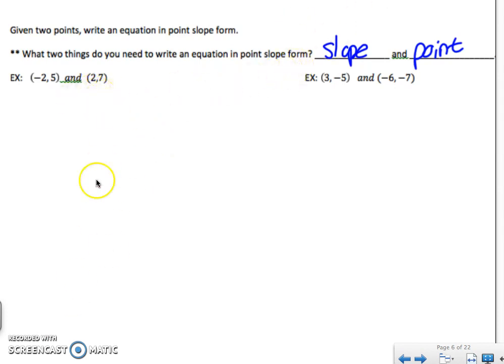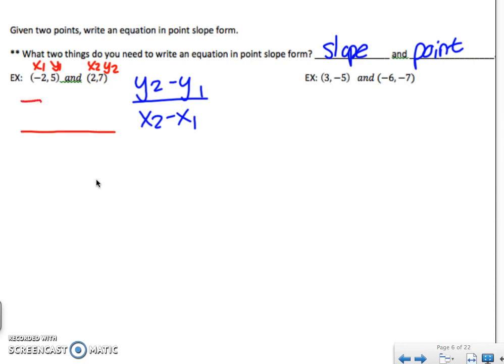And so the slope from 2 points, you guys know how to find. It's y2 minus y1 over x2 minus x1. So once I find that slope, then I'll have a slope and a point. So I'm going to start by doing x1, y1, x2, y2. So I'm going to start off by plugging in and go 7 take away 5 on top. And then 2 take away -2 on bottom.